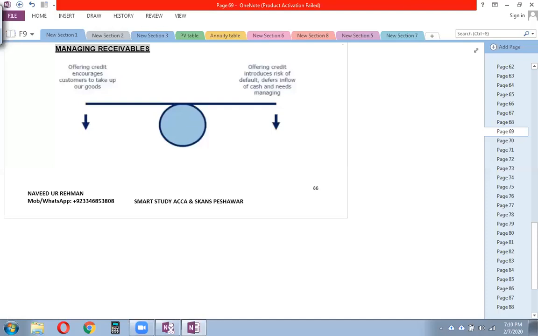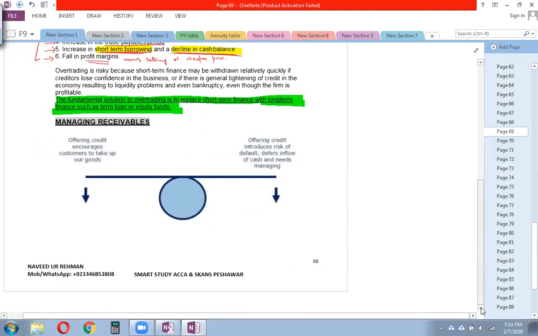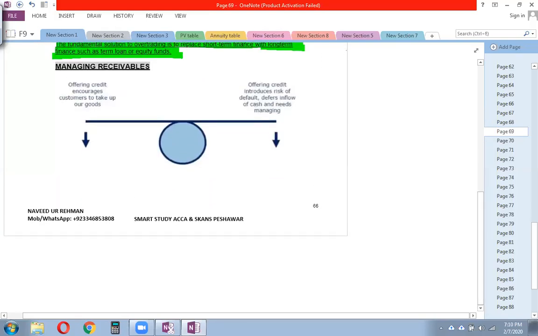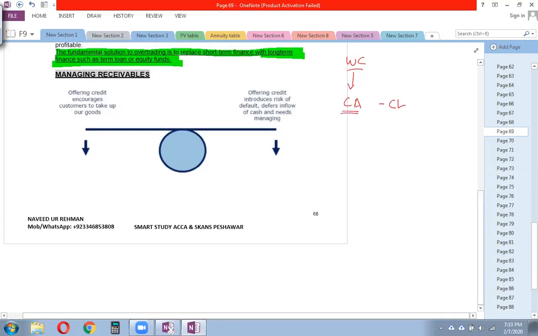Okay, so let's start with receivables management now. We had done a few areas from chapter number 9, and now we're going to start receivables management. Remember, we said working capital means current assets minus current liabilities. So the current assets need to be financed, like for example receivables or inventory, or cash, right? This needs to be financed. We'll need money. We'll need to take, let's say, an overdraft to finance them, right?